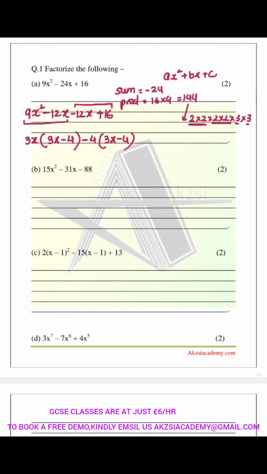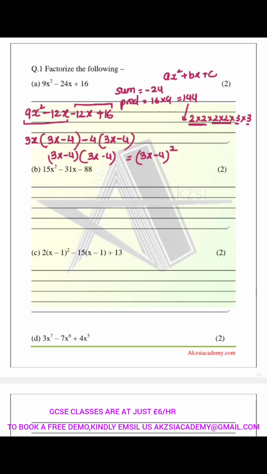Now clearly we have two terms and in these two terms 3x minus 4 is common. So remaining inside the bracket would be 3x minus 4. Or ultimately 3x minus 4 times 3x minus 4 is 3x minus 4 whole squared. If you are multiplying the same number 2 times, it will be a square.